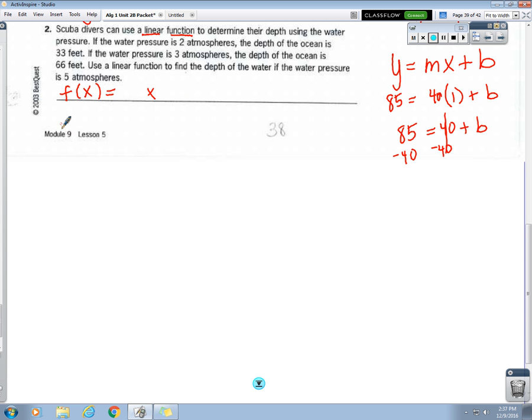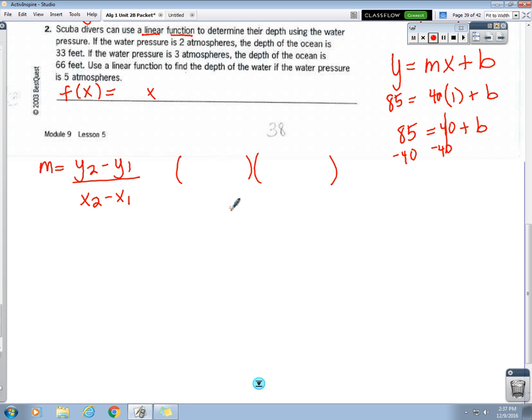Okay, well, don't you always find the m by doing y2 minus y1 over x2 minus x1? So, to be able to use that formula, don't we need an x1, y1, and an x2, y2, which is 2 points? We're going to create these 2 points from the given information.